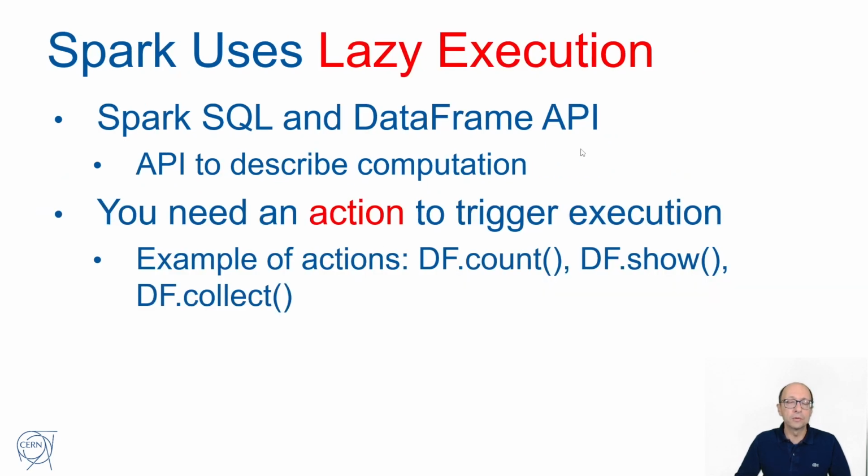So it's important to remember that Spark uses lazy execution. So Spark SQL and DataFrame API will describe the computation, and then there will be a series of transformations, and then there will be an action that will finally trigger execution. First, the optimization of all the operations that need to be run, and then the final execution. Typical examples of actions are count, show, collect, and also write to file system. For example, we want to write the final data frame into a set of files.